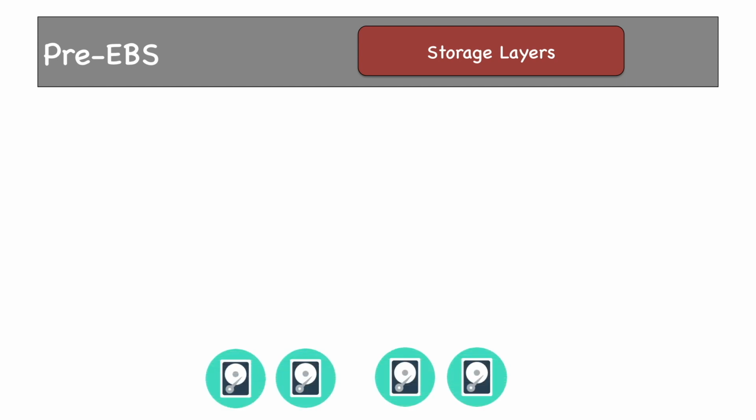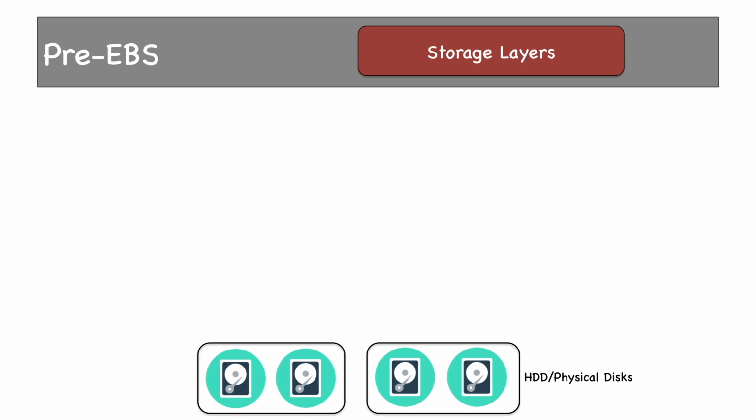So the first layer is the physical layer, or the physical disks. This is what you go and buy from the shop. These are the actual hard disks. What happens is we group these hard disks into one or more collections, and then we create something called volume groups. A volume group is a logical entity. In this picture, these two physical hard disks have been used to create this volume group, and these two physical hard disks have been used to create this volume group.